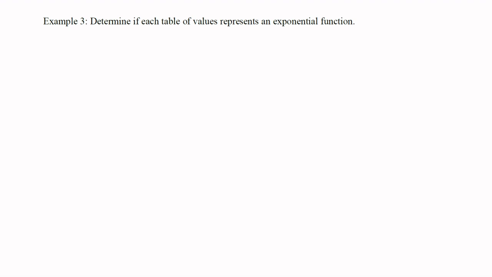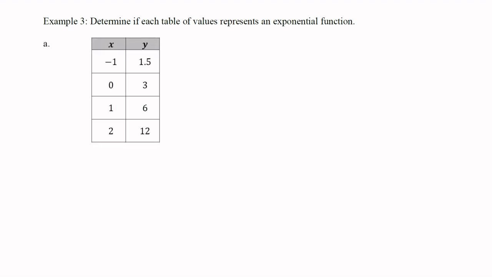So let's determine if each table of values represents an exponential function, starting with the first one here. To get each next x value in the table, we add 1. To get from 1.5 to 3, we have to multiply by 2. To get from 3 to 6, we also multiply by 2, and then from 6 to 12, also multiply by 2. So we have a constant ratio, meaning that we have an exponential function.